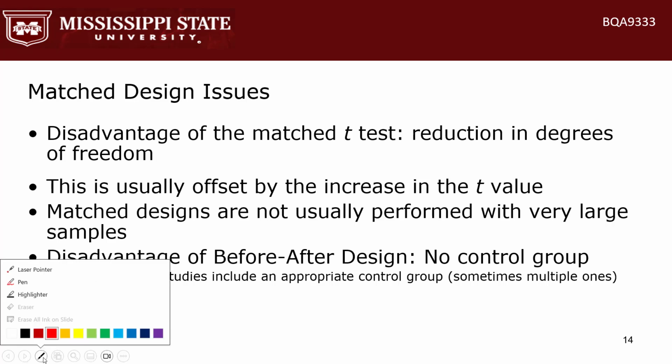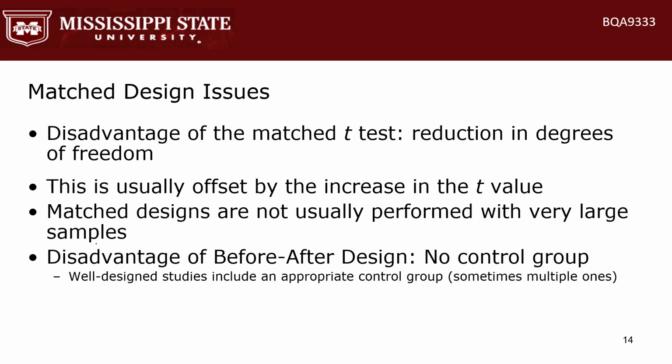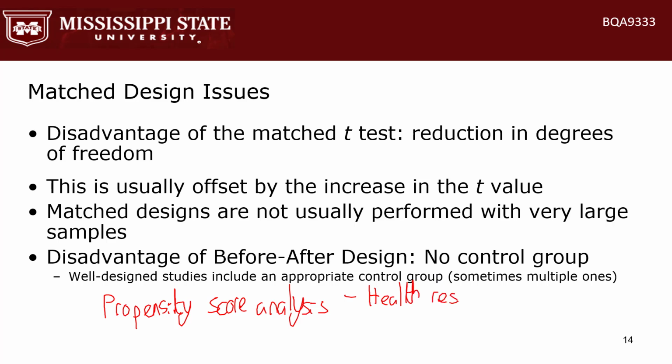And one method, which is way beyond this class, for matching is a whole subfield called propensity score analysis. This sort of analysis is used quite a lot by health researchers for obvious reasons. We can't give somebody two different treatments. And I've also seen it used a lot in economics, and for example, by quant researchers in IS and marketing.